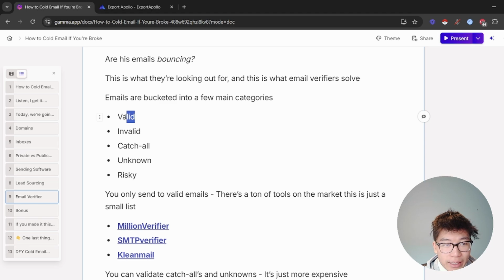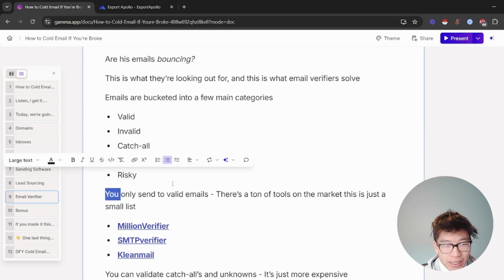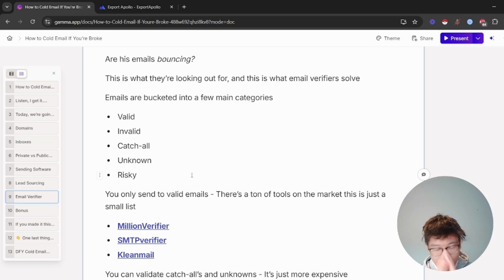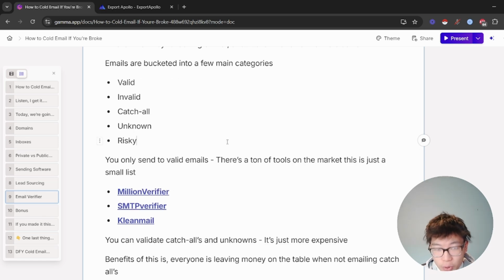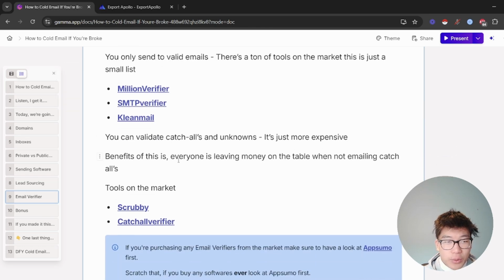You should only be emailing valid emails. Do not do anything else. It's not worth emailing invalids, catch-alls, unknowns, or riskies, because if you have a 2.5 to 3% plus bounce rate, it's not great. You don't want to be seeing that. These tools are fairly cheap.